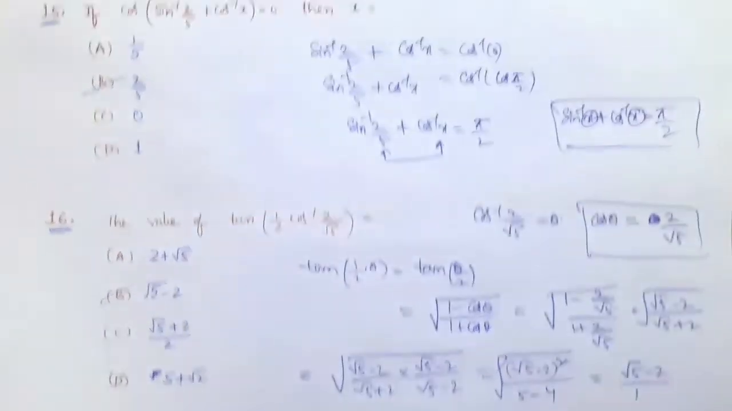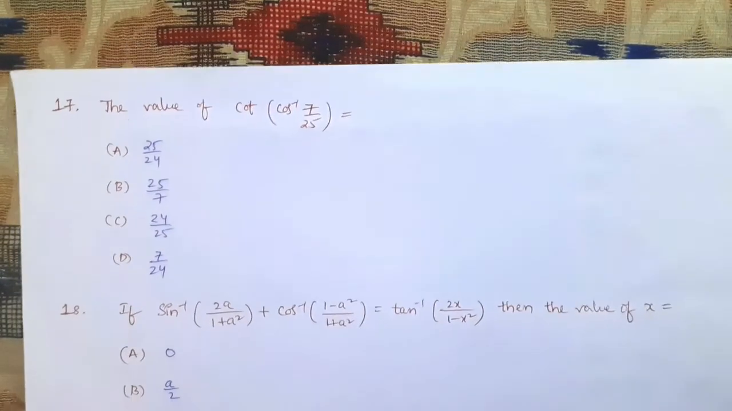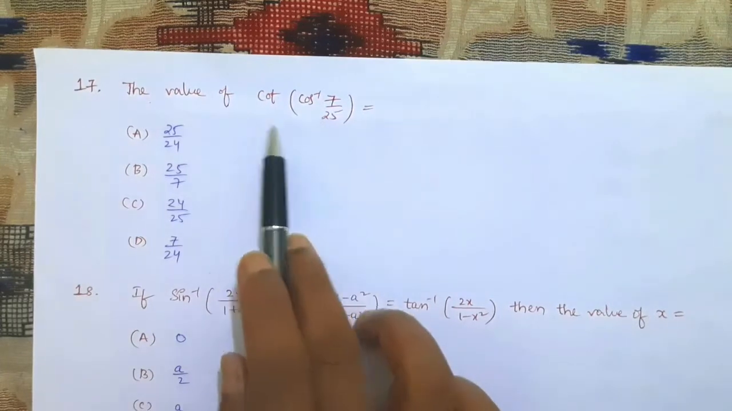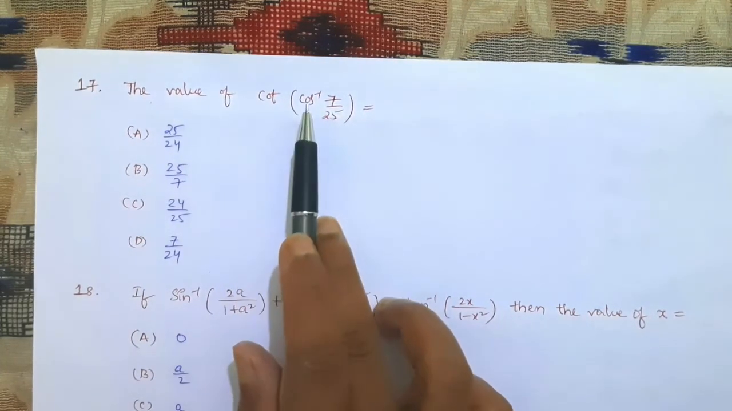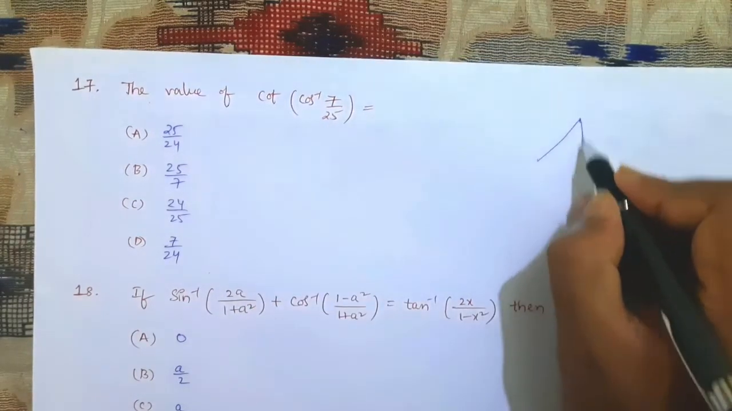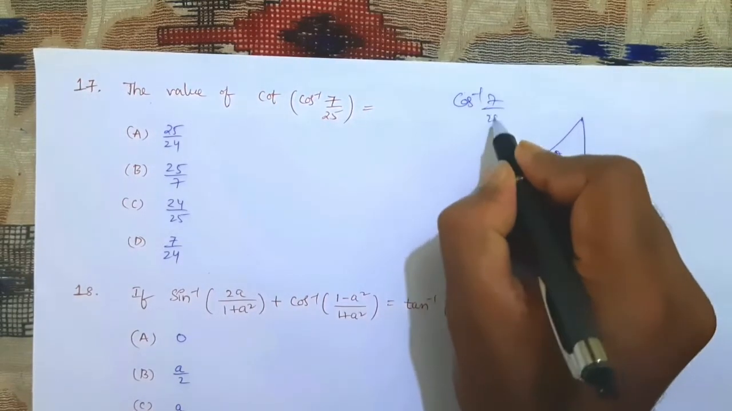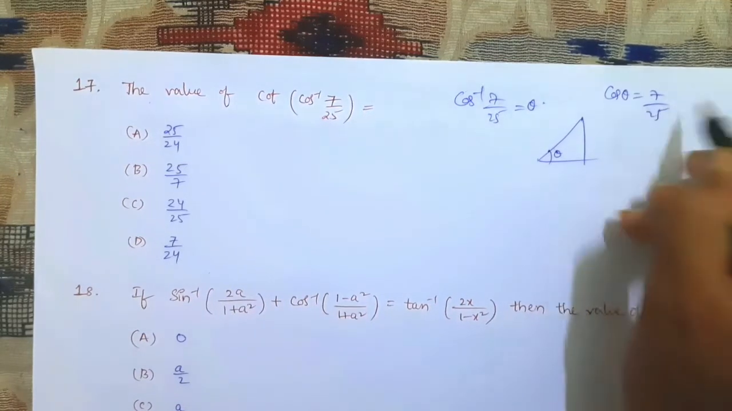So that was question number 16. Next, going into question number 17. What is the value of cot of cos inverse 7 by 25? As I said, to simplify these two, both should be the same function. We cannot easily convert this in terms of cos inverse, so that's why you convert cos inverse in terms of cot inverse. Cos inverse 7 by 25 is equal to theta, you consider. That means cos theta is equal to 7 by 25.